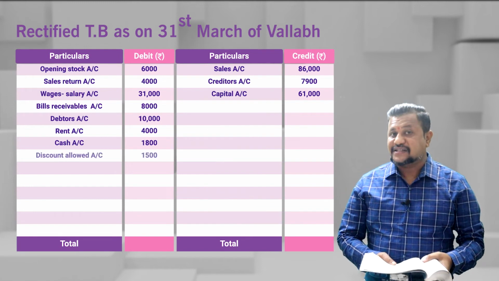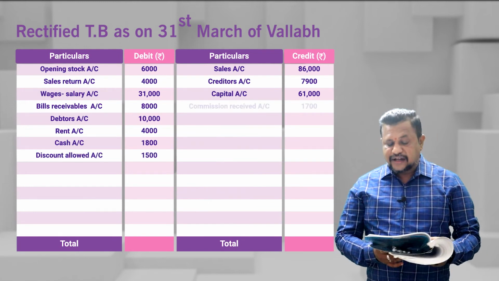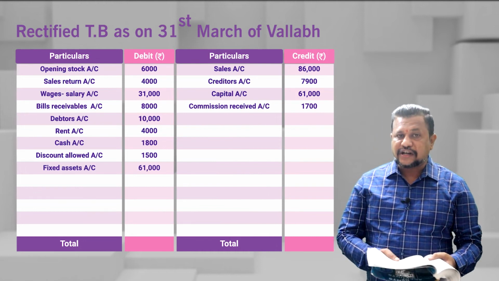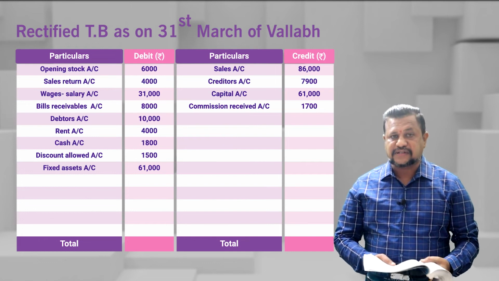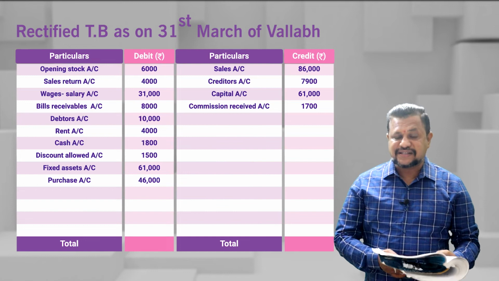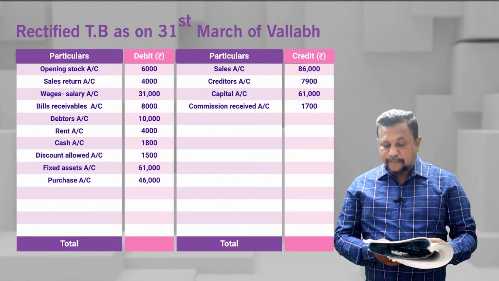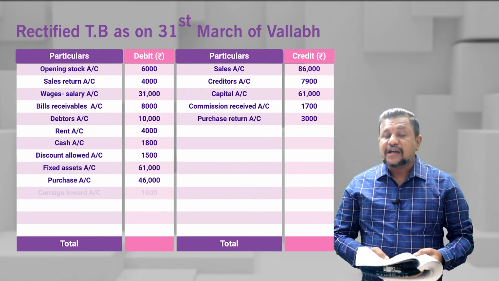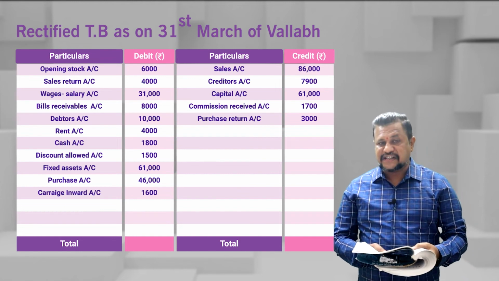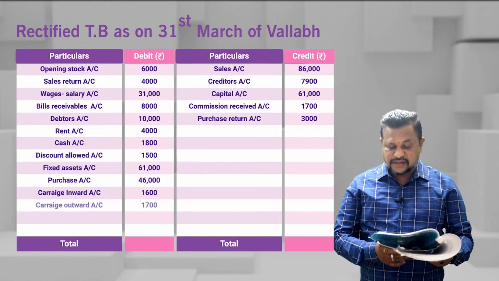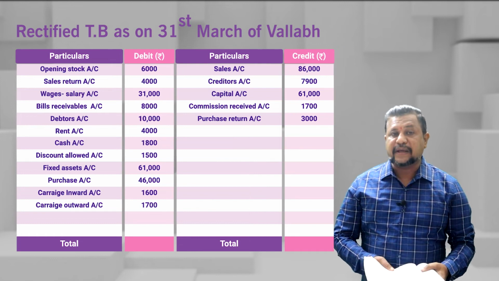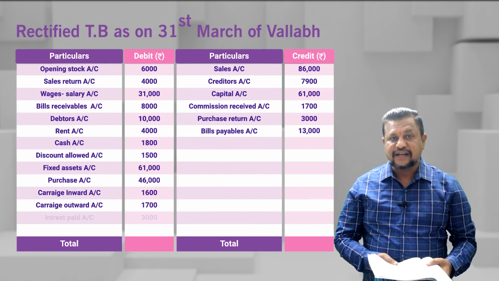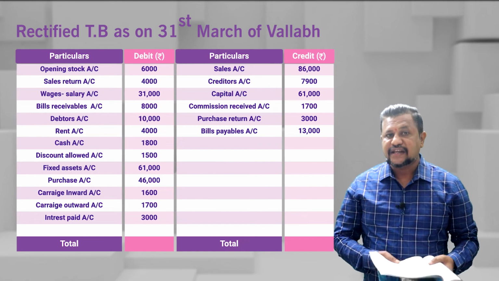Discount allowed is an expense, debit side 1,500. Commission received is an income, credit side 1,700. Fixed assets are non-current assets, debit side 61,000. Purchases expense, debit side 46,000. Purchase returns will come on the credit side 3,000. Carriage inward debit side, it's an expense, 1,600. Carriage outward again it is an expense, debit side 1,700. Bills payable is a liability, credit side 13,000 and interest paid is an expense, debit side 3,000.